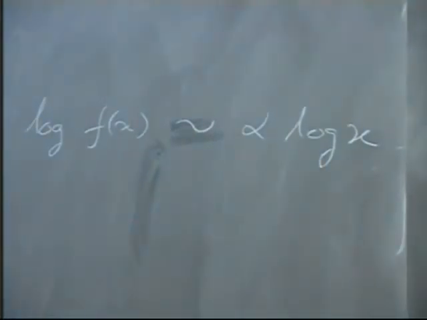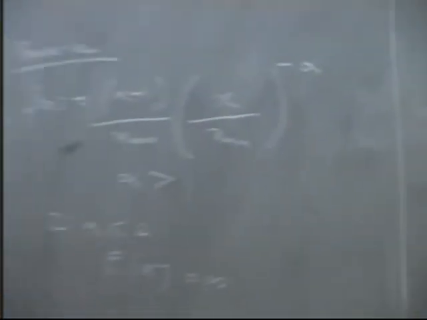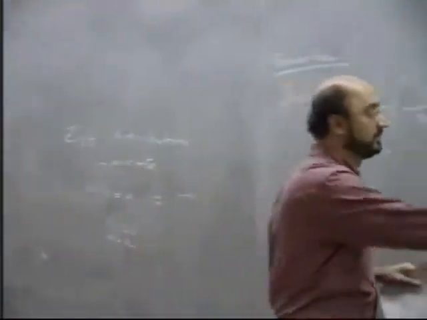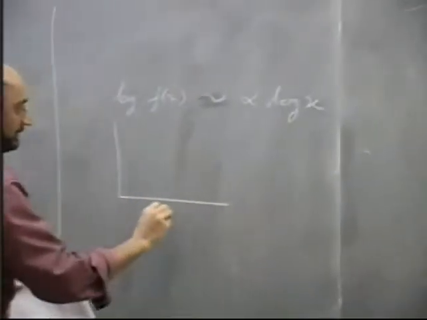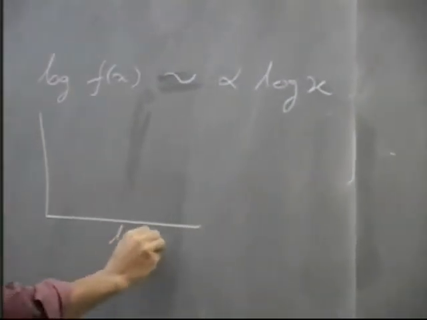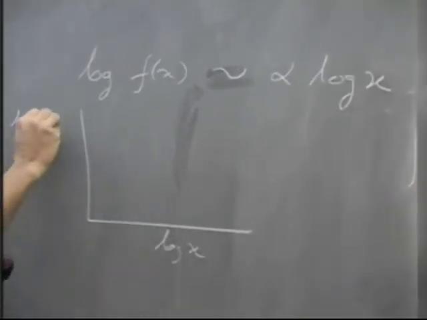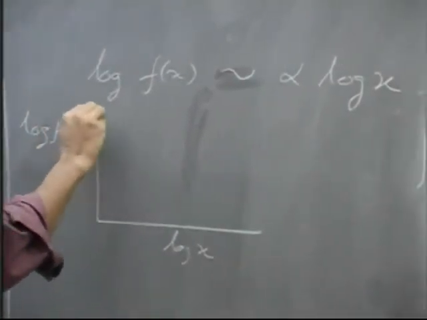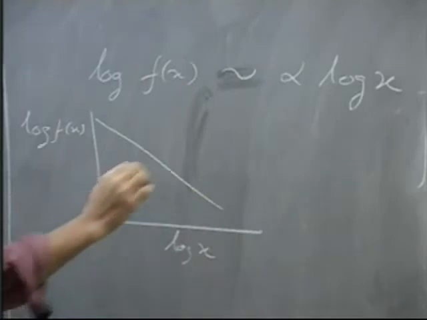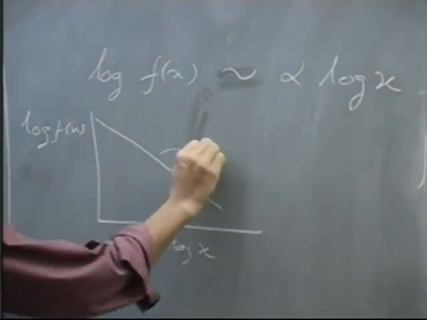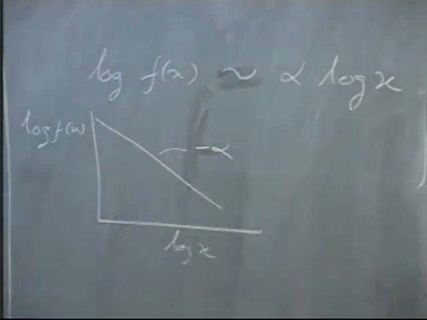If I view this in the continuous sense as p of x or f of x, then on a log-log scale, with log x on one axis and log f of x on the other, I expect to see essentially a straight line. And what is the curve? The slope is minus alpha, so I should probably put over here minus alpha log of x.